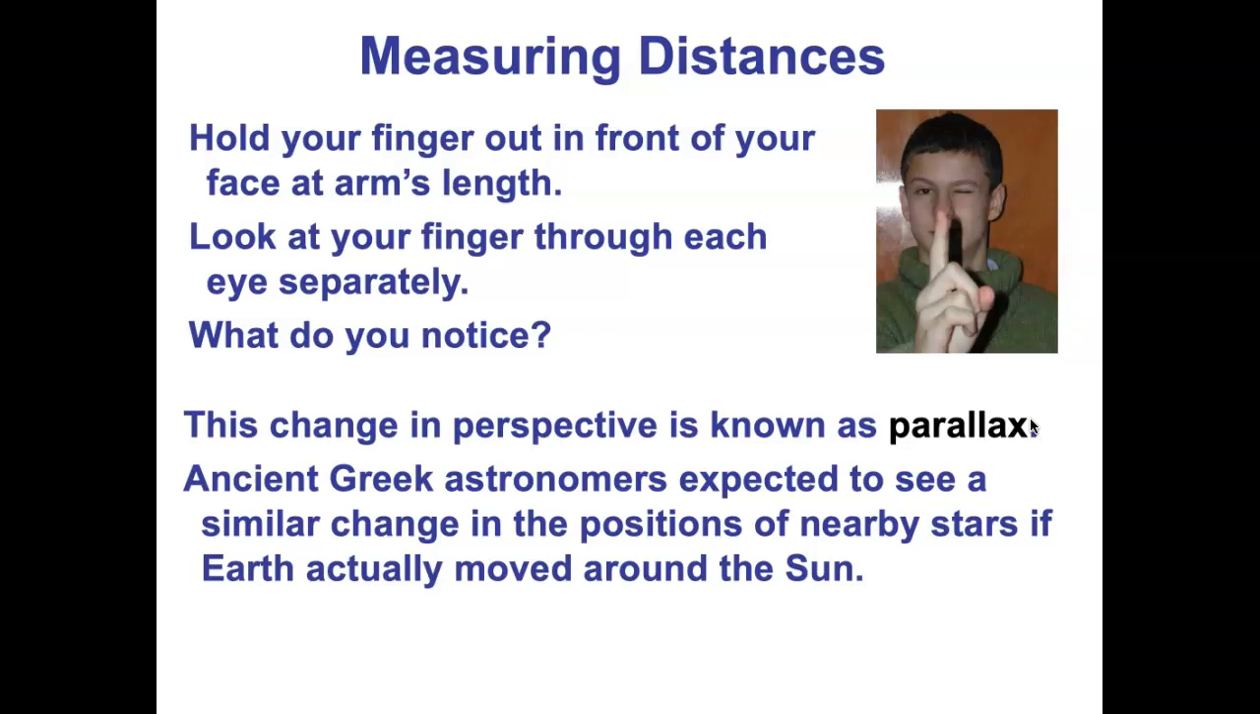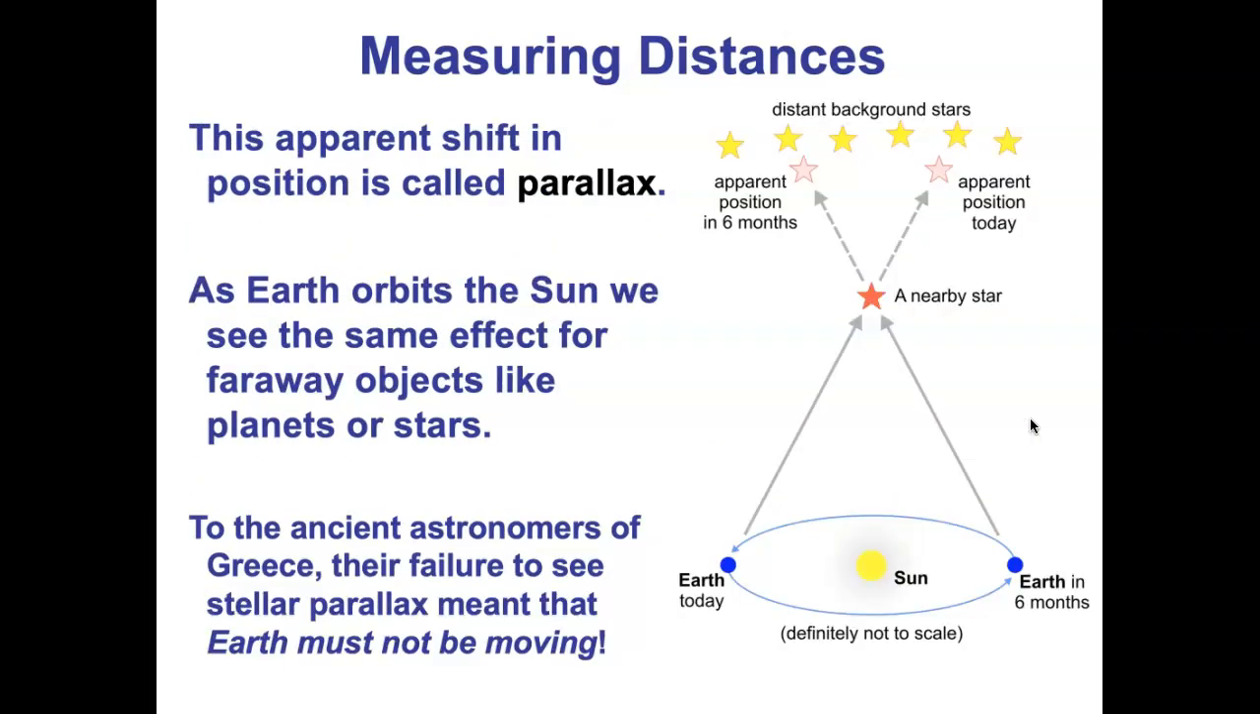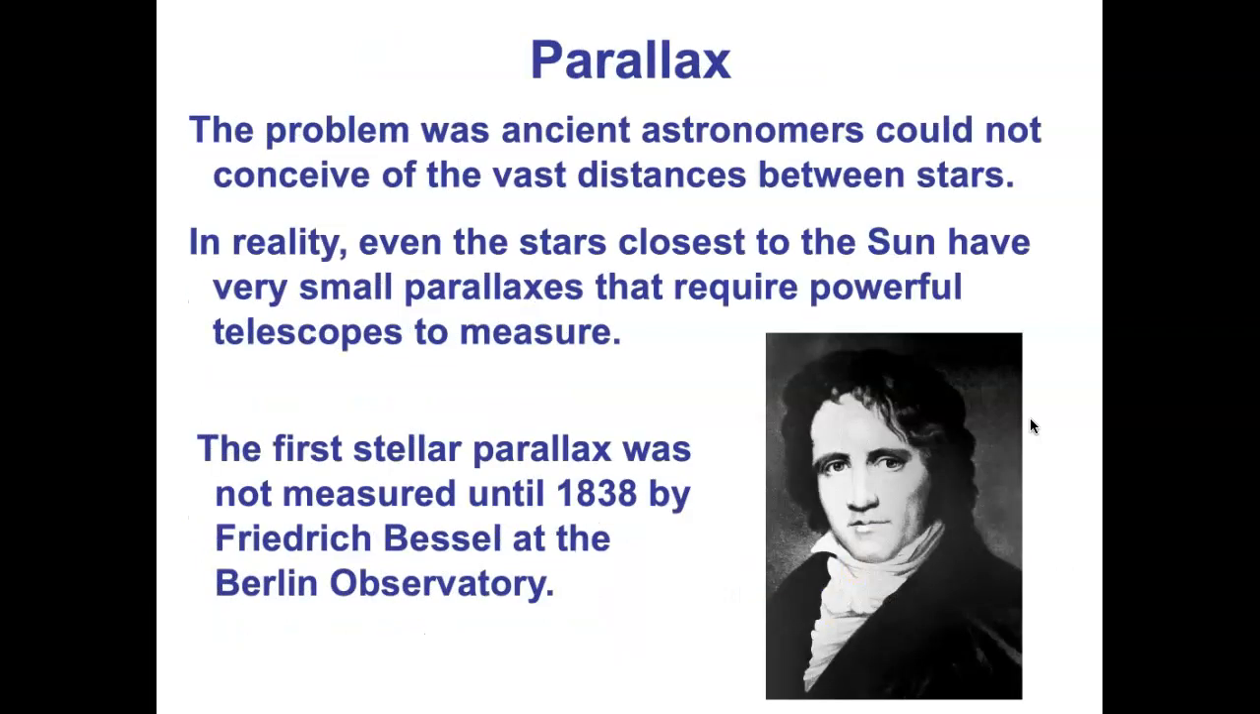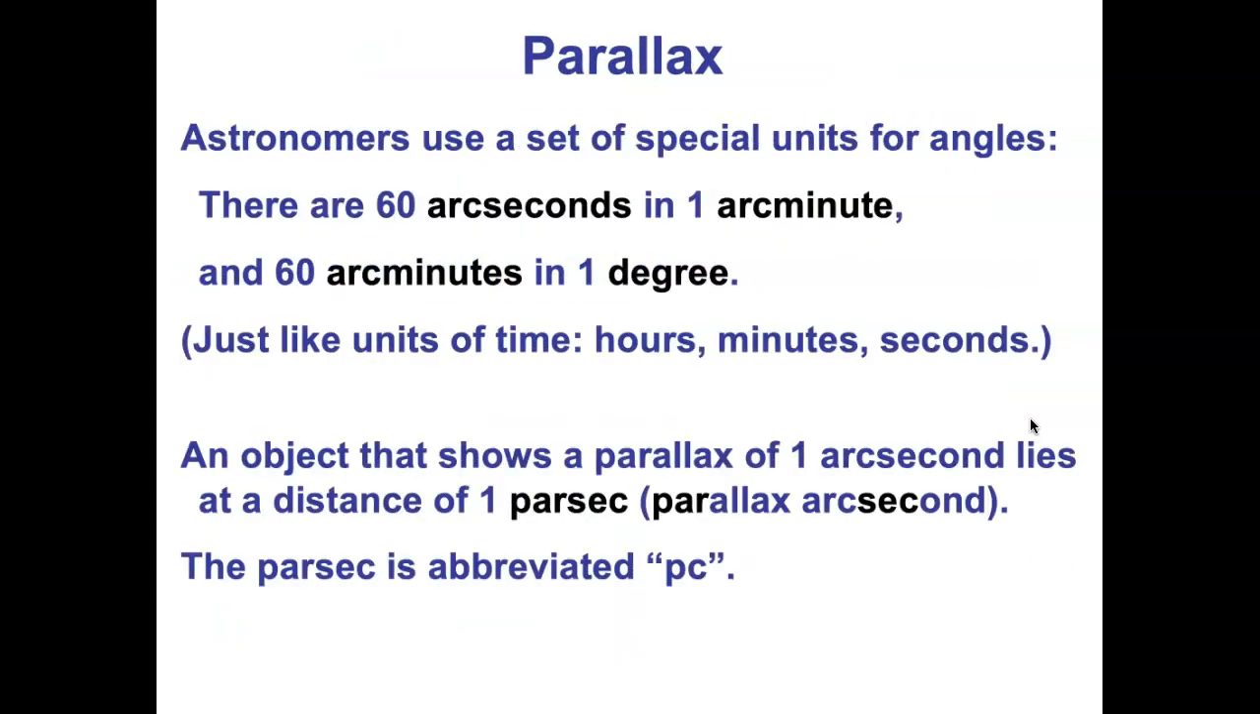So if you hold your finger farther from your face, your finger still has parallax. Your finger still looks like it moves back and forth, right? But less. The farther away your finger is from your face, the smaller that parallax shift appears to be. So this is why the parallax angles of stars are so tiny, because the stars are really, really far away.